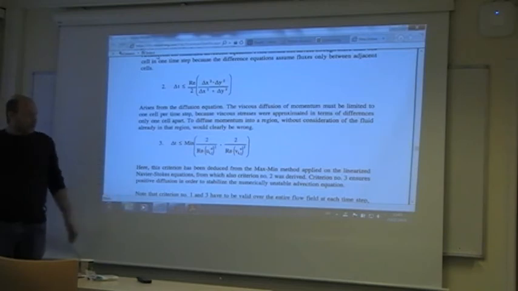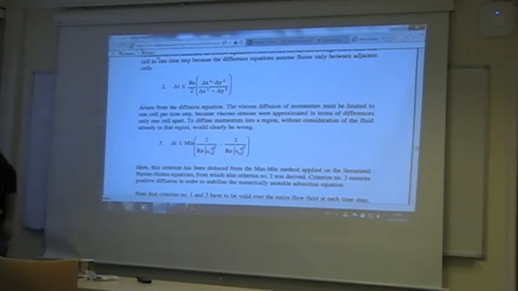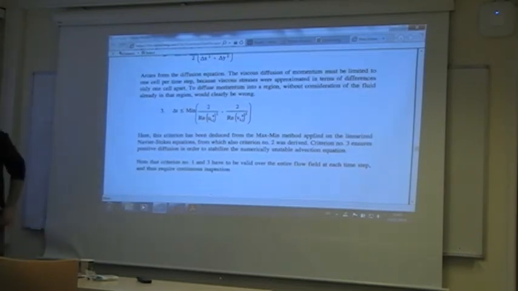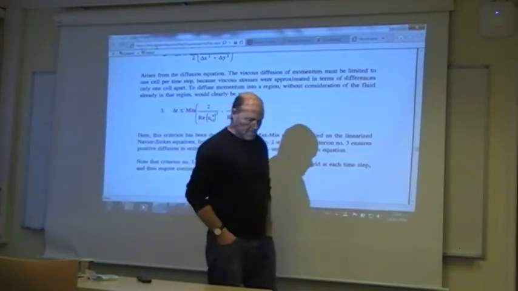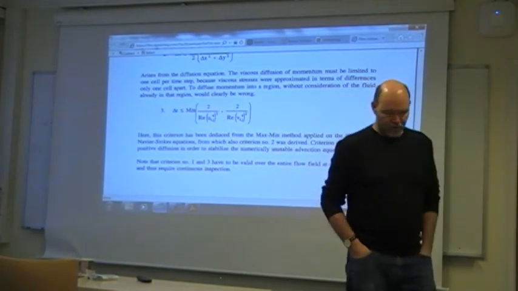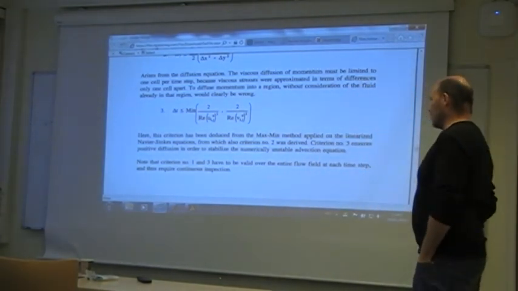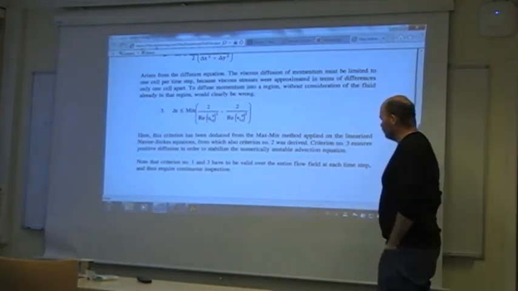The last one comes then from the Navier-Stokes directly, here with the max-min method. It ensures a net positive diffusion.